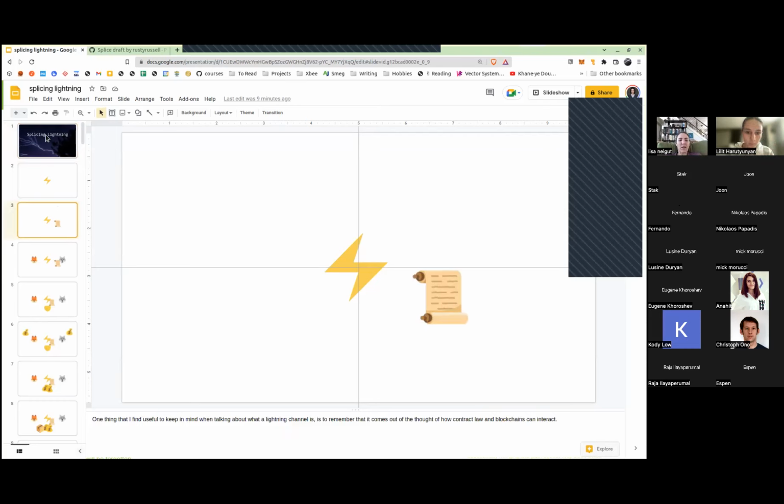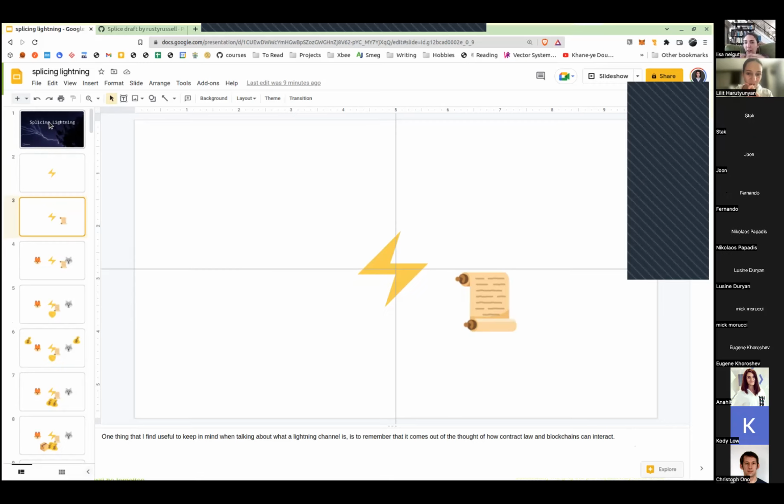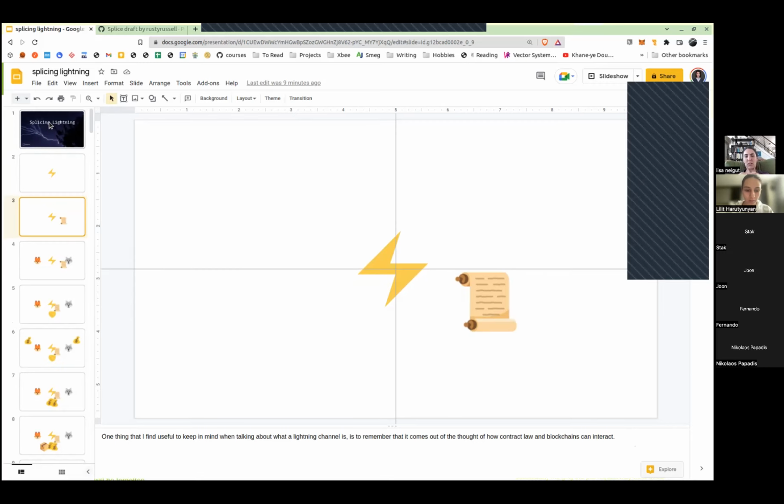One thing I find useful to keep in mind when talking about what a Lightning channel is, is that Lightning channels come out of this idea of: what if we took contracts and law and used the blockchain to enforce contracts, but all of the contracts would be private party contracts unless there was a problem? And if there was a problem, you would put the contracts on the blockchain. So the blockchain would be the final arbiter, so to speak, of whose contract was correct, right?